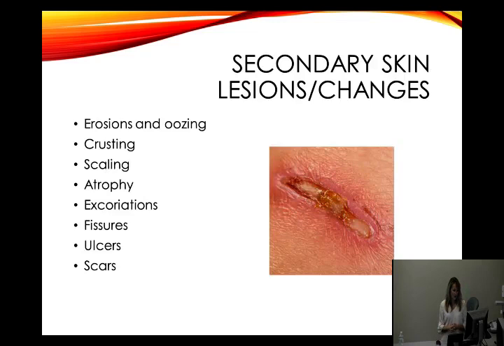Secondary skin lesions. So this is what's occurring around that spot, and that is erosions and oozing.